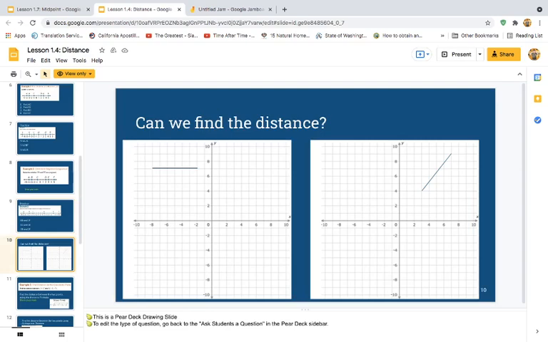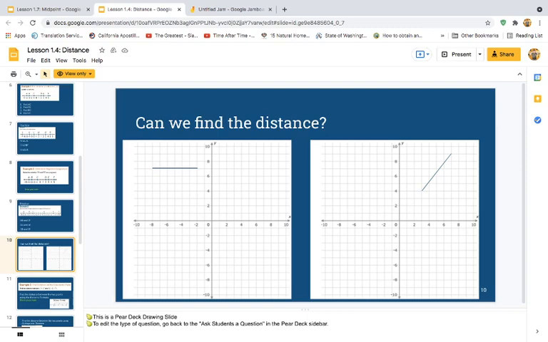So let's start with this. Ask yourself, can we find the distance of these lines? Let's start over here on the left. Can we figure out easily what the distance is of this line segment on the graph? And I would say the answer is yes, right? All we have to do is count. So 1, 2, 3, 4, 5, 6. So there's a length here, or a distance of 6 for this line segment.